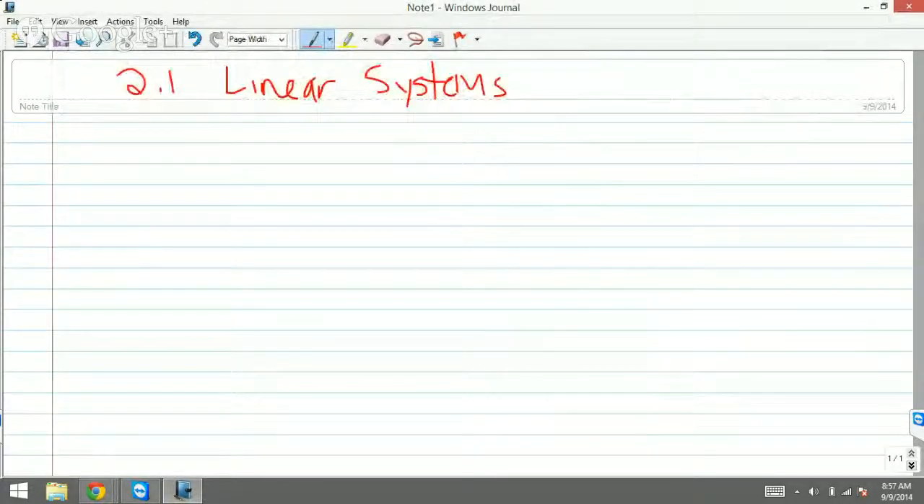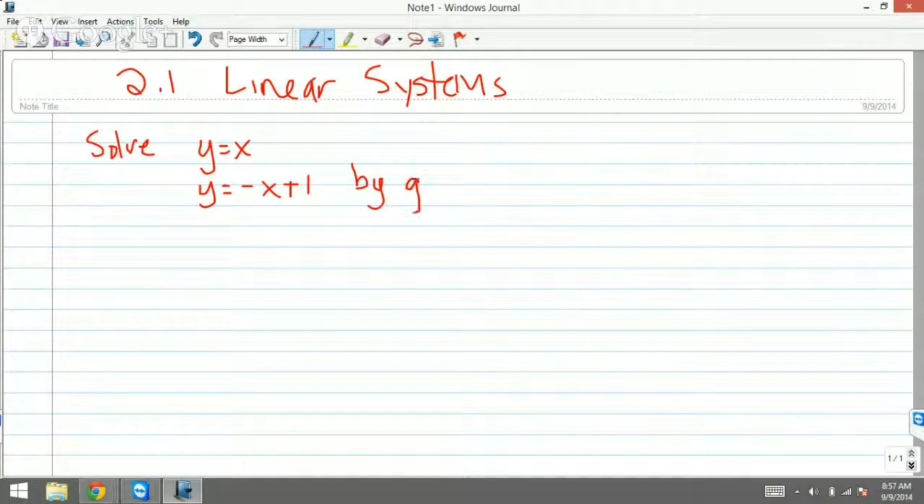Okay, 2.1 linear systems. I'm pretty confident you guys have the graphing part of this down. Just quickly, you can solve systems by graphing. We're leading into some pretty heavy real-world applications.